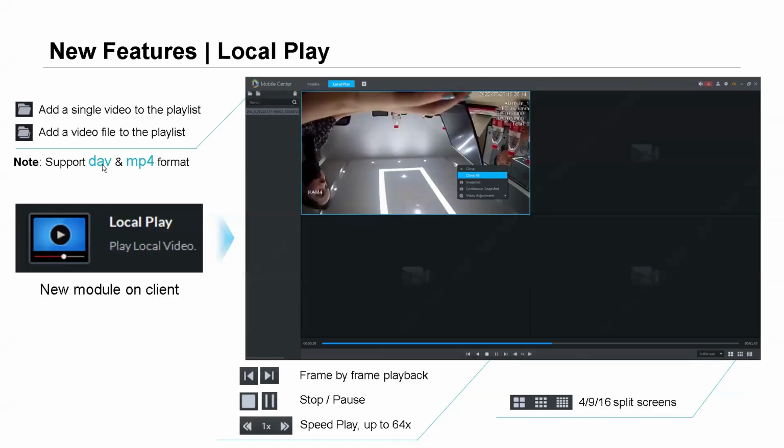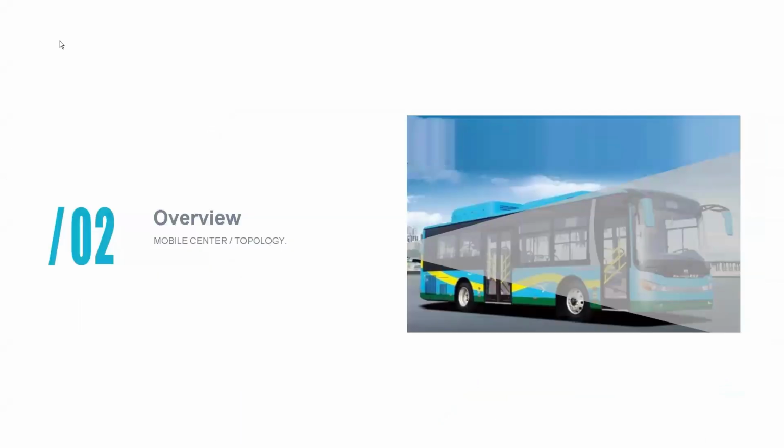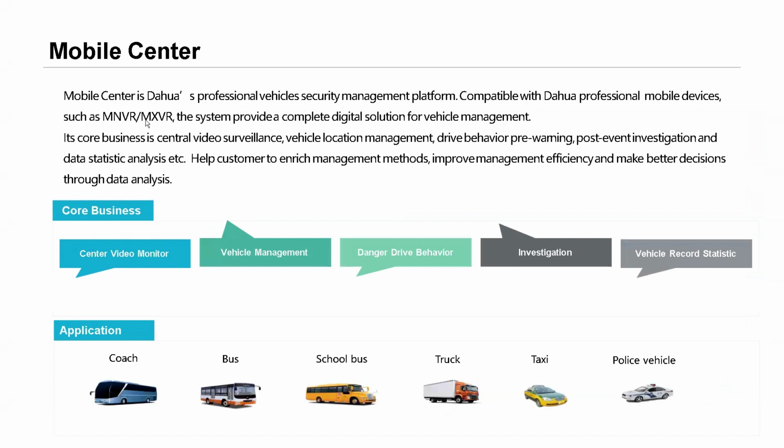Then we have local play. You can play the video, download the video and use it. This is directly from the device. Then the topology. It will support the main NVR, MNVR, and all-in-one camera. The objective is that we get video monitoring, vehicle management, and danger driving behavior. We can also use it to do investigation and vehicle record statistics. This can be applied for coaches, bus, school bus, truck, taxi, and police vehicles.